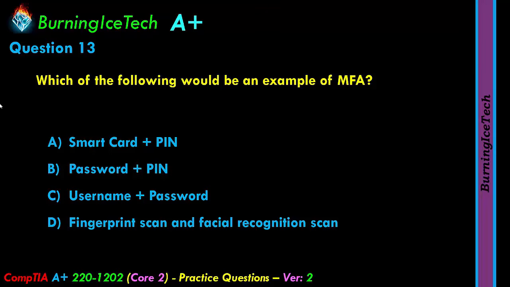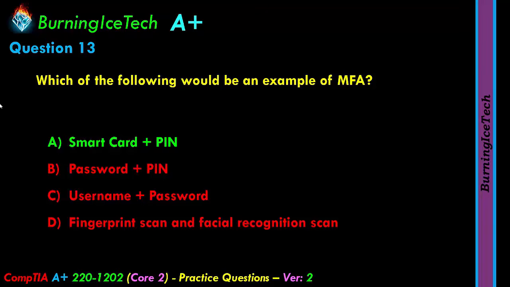Is it A? Yes. A smart card is something you or the user possesses, and a PIN is something you know. It's 2 or more categories, so it's indeed multi-factor. That is the answer. B is not the answer because both of those is something you or the user would know. A password is something you know. A PIN is something you know. So it's still technically single factor.